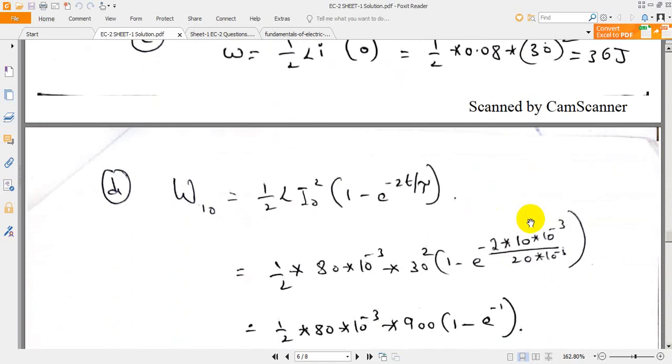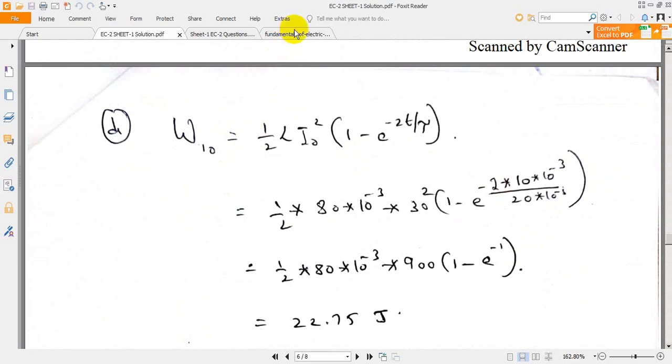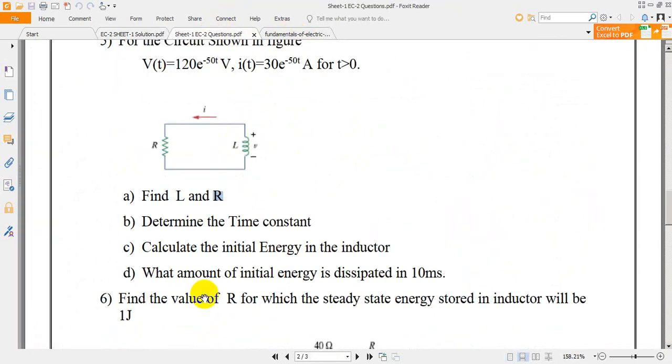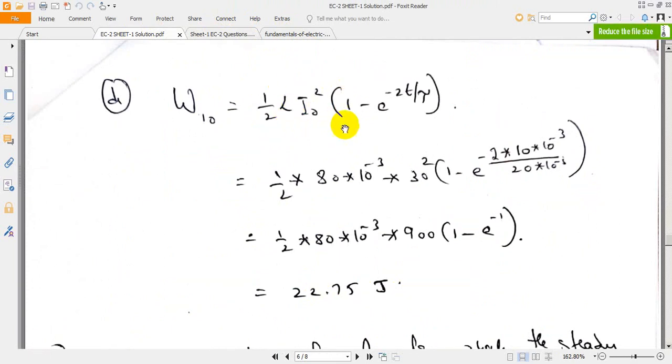Next, we need to evaluate the energy at an instant of t seconds. Is that the same as given in the question? If we go to the question, what amount of initial energy is dissipated in 10 seconds? Total energy dissipated in 10 seconds we need to evaluate. So we know half L I naught squared is the initial energy, and the product of this with the other term gives the final energy. In place of t, simply you can write W1 minus W2.